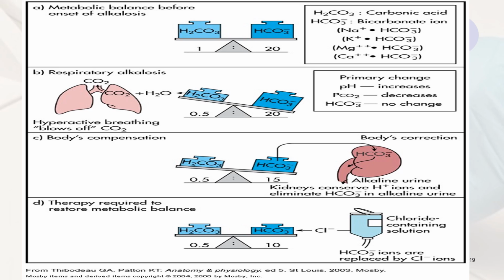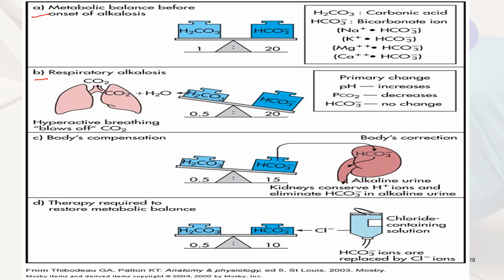This is the compensatory mechanism, what happens there. Usually the first picture shows a normal metabolic balance. That is, there is carbonic acid and bicarbonate ion, and the ratio is 1:20. So when there is respiratory alkalosis, what happens? As already said, hyperactive breathing blows off the carbon dioxide, so more carbon dioxide escapes from the blood.